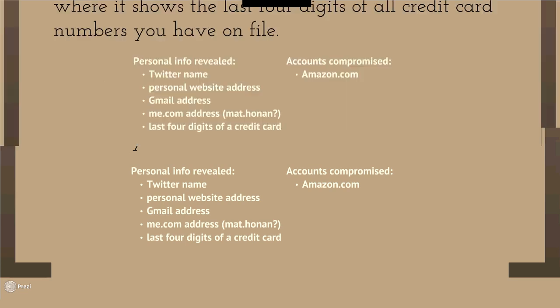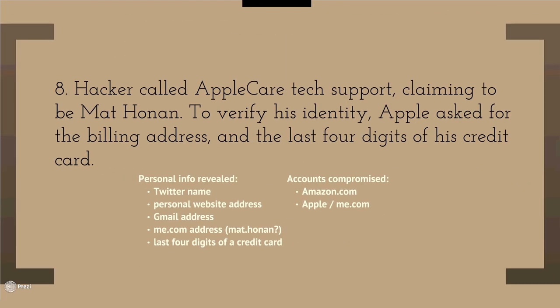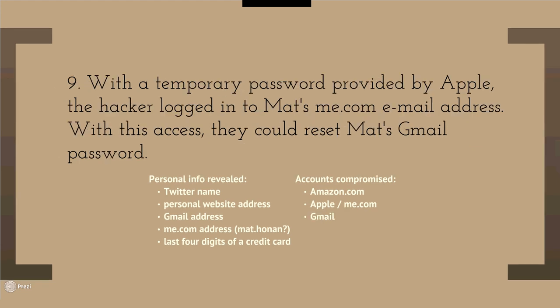Because it turns out that at this time, if you called up Apple and they wanted to verify your identity, they would be satisfied that you are you because you provide your billing address and the last four digits of a credit card. So they'd seen the last four digits of all his credit cards in his Amazon account. They call up Apple, say they're Matt. Apple believes them, and AppleCare then dutifully gives them a temporary password to log in and reset the passwords to get into his Apple account.